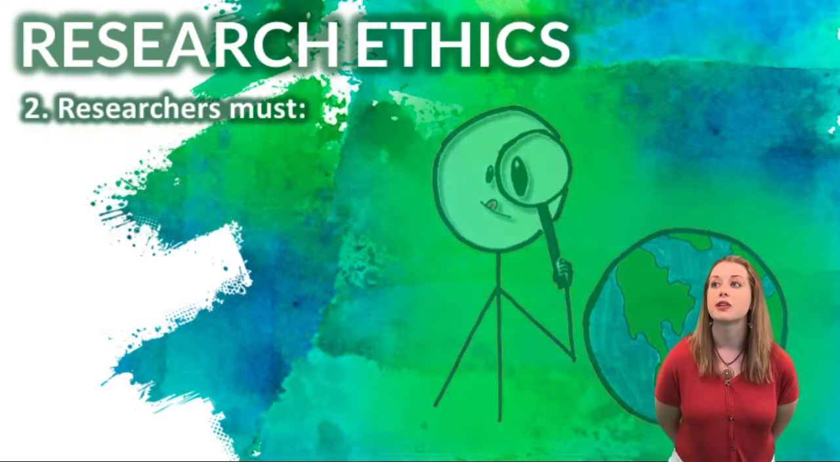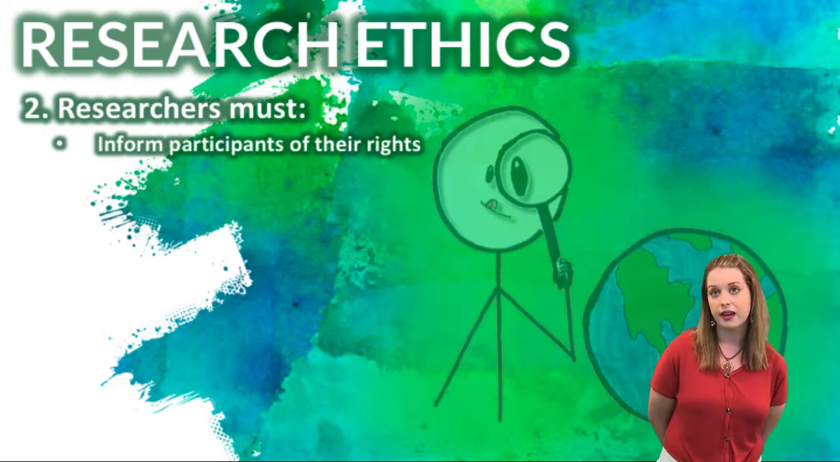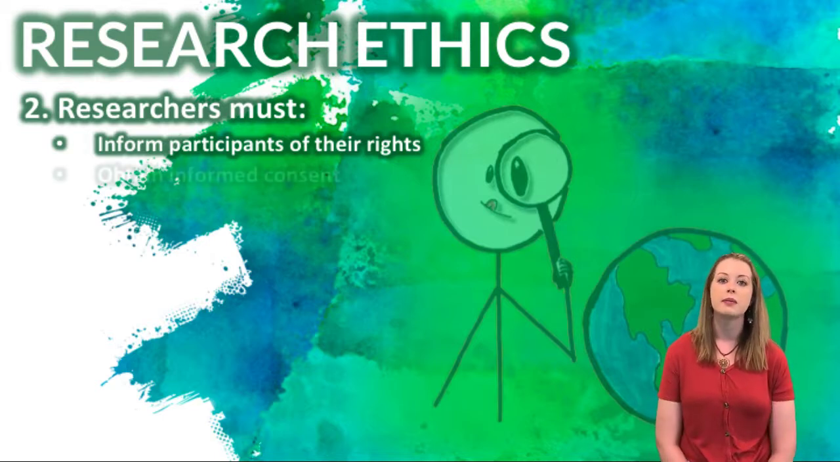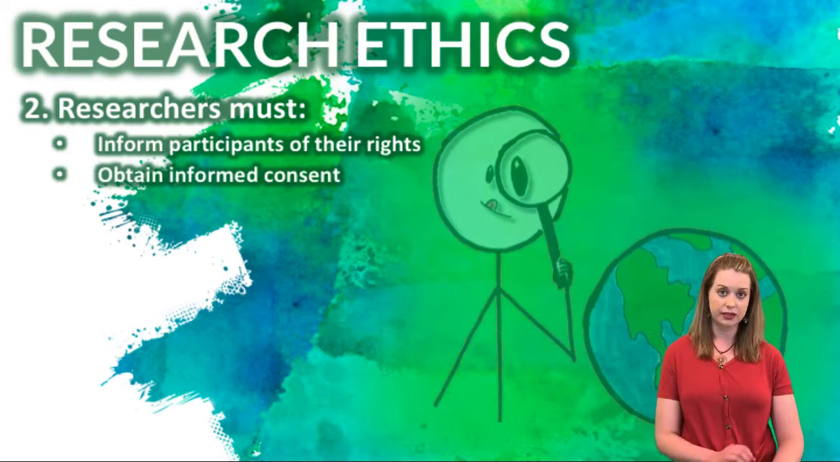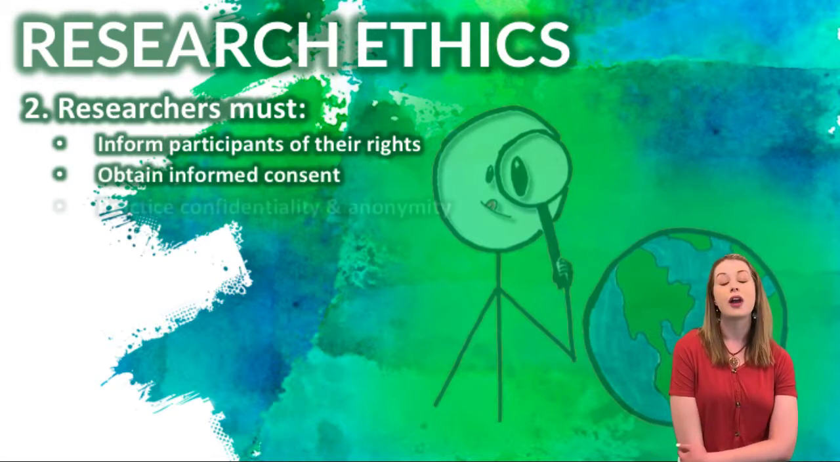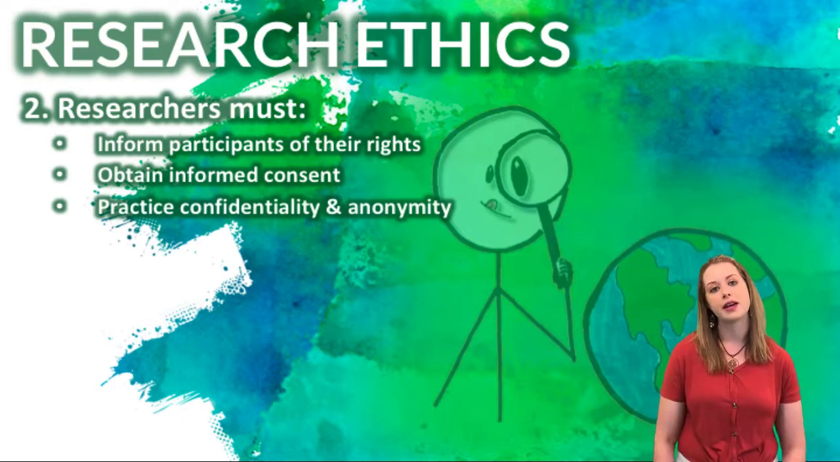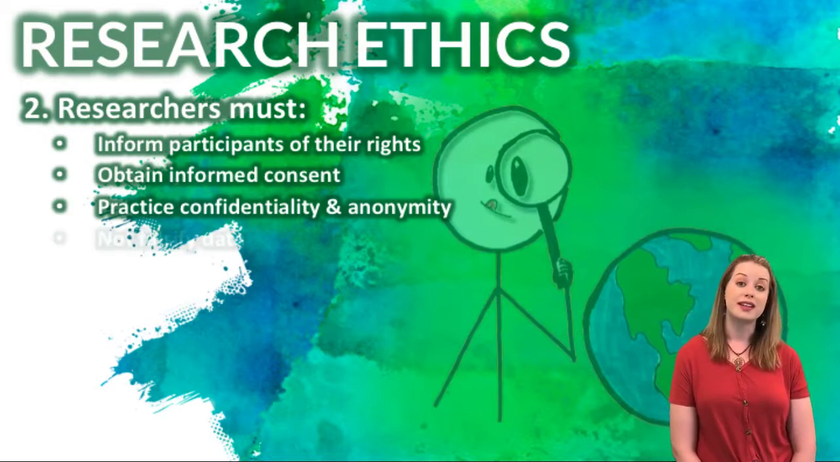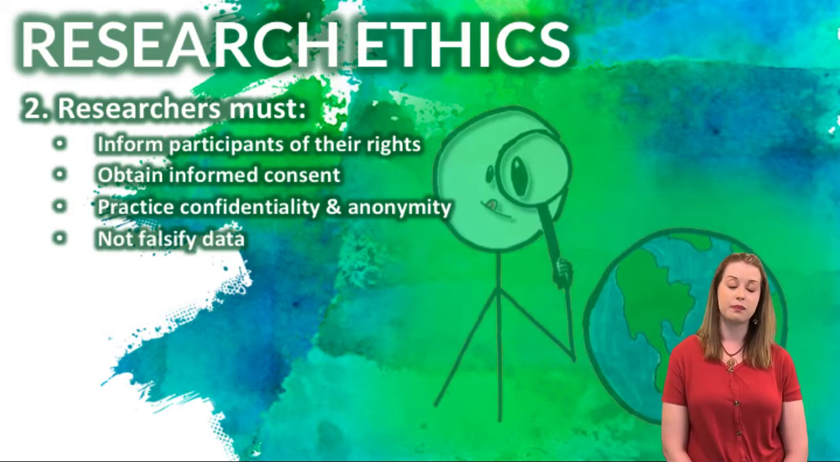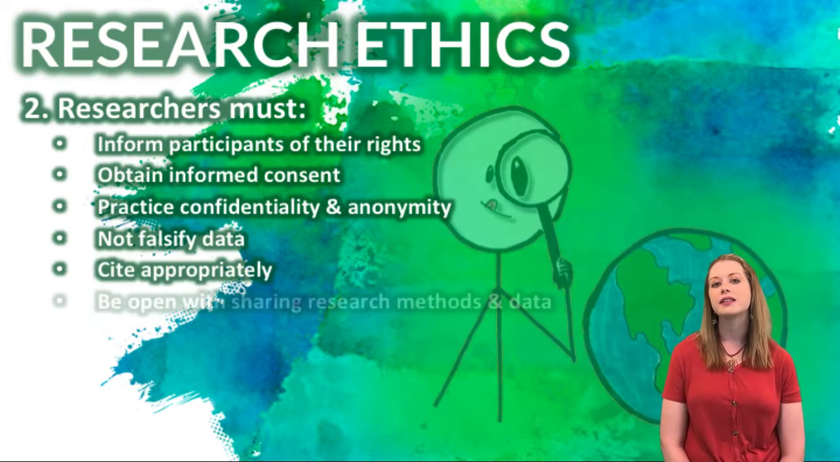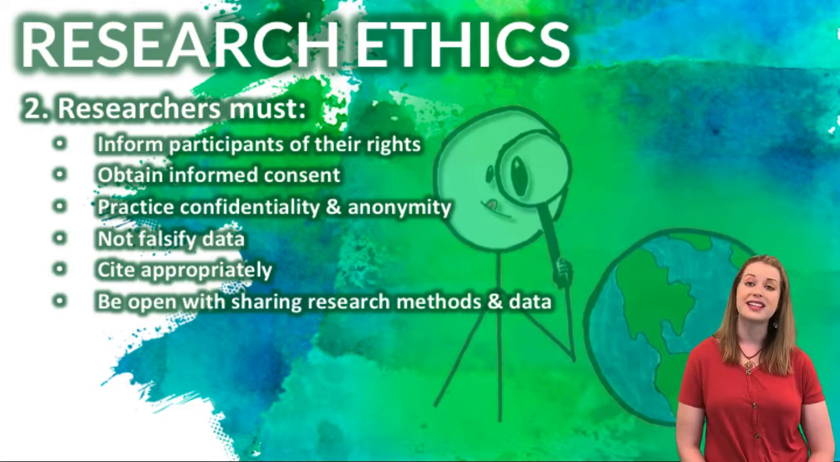So researchers must inform the participants of their rights, and they usually have to let participants know that if they want to withdraw from the study, they can do it any time. They must obtain informed consent. Usually it's a written document that they sign. Practice confidentiality and anonymity. So you keep all of your records on a password-protected computer or in a locked file cabinet. It's also really important that scientists do not falsify data, and that you cite appropriately, no plagiarism, and that you're open and transparent with your research methods and data.